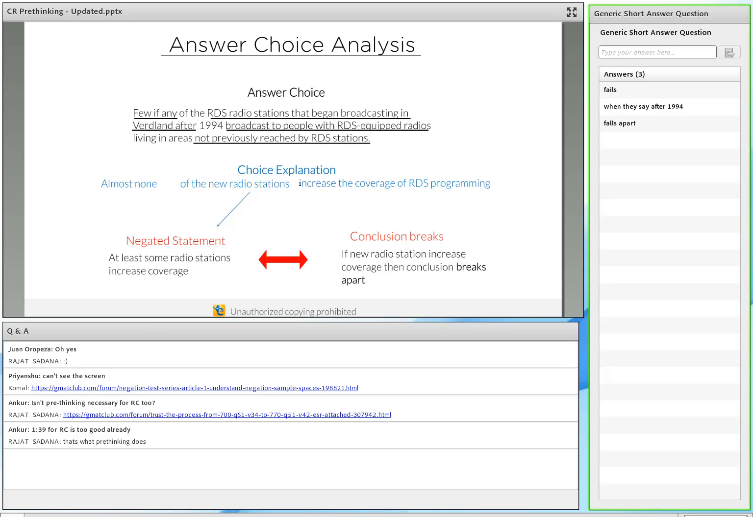Yes, after 94, 94 to 96, that's after 94, right? In the context of this argument, that's the world, 94 to 96. We'll see every choice. Don't worry about other choices. Right now, worry just about this choice. We're going to evaluate each and every choice independently.